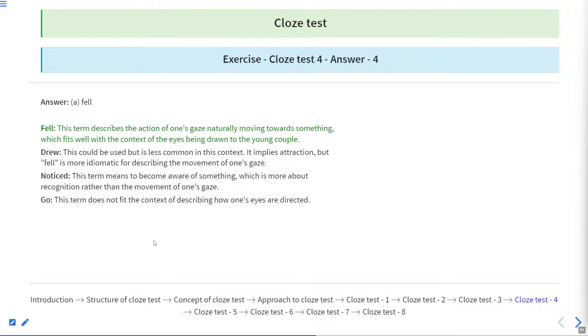It cannot be 'turned' because it is less common in this context. It implies attraction, but fell is more idiomatic for describing the movement of one's gaze. It cannot be noticed, because notice means becoming aware of something, which is more about recognition than about movement of one's gaze. It cannot be go, because go is just not fitting into describing where the eyes are directed.